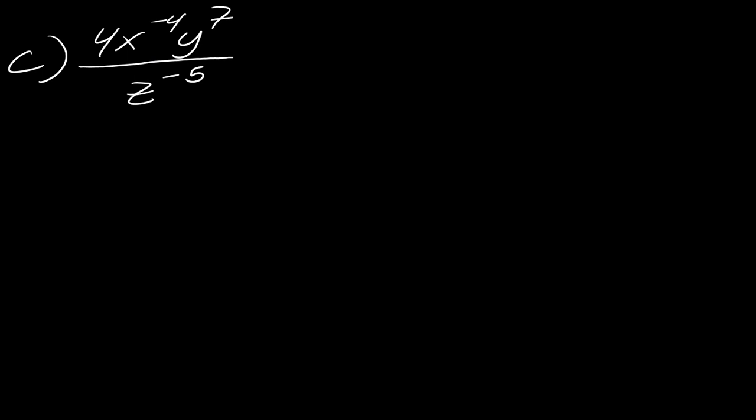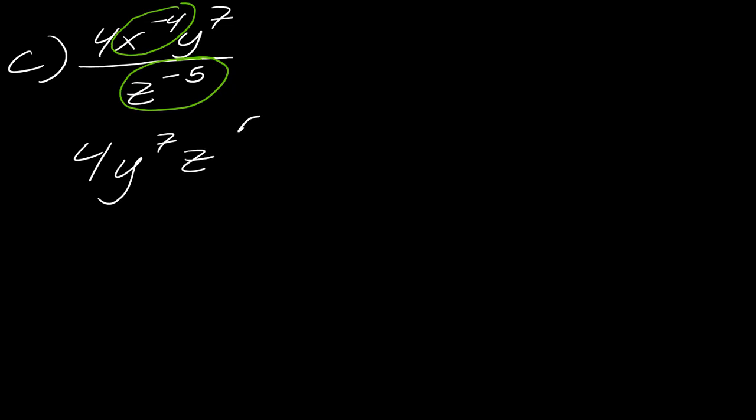Okay, now for this one, kind of similar to the last one, except in this case, I have a negative exponent here and here. So in this case, all I have to do is move these two. So the 4 stays on the top, the y to the 7th stays on the top, the z to the 5th will come up to the top, and then the x to the 4th will move to the bottom.